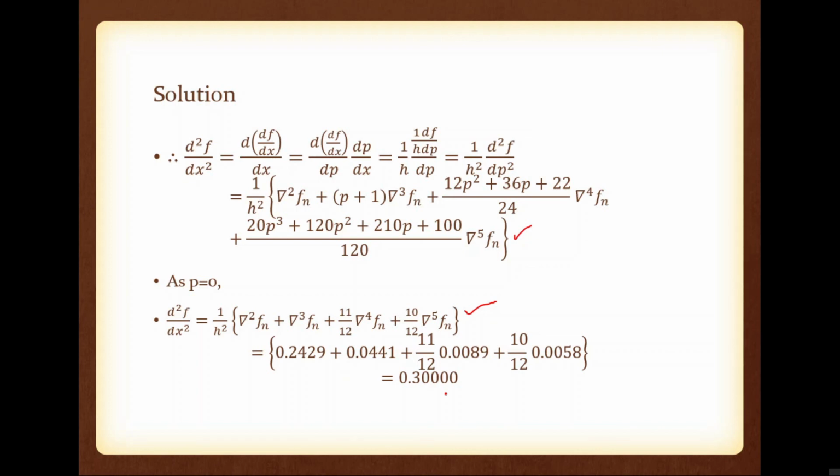Is it correct, all of you? Okay, thank you. So this is the answer. So this is the method you have to use if you are asked to find df by dx and d square f by dx square.